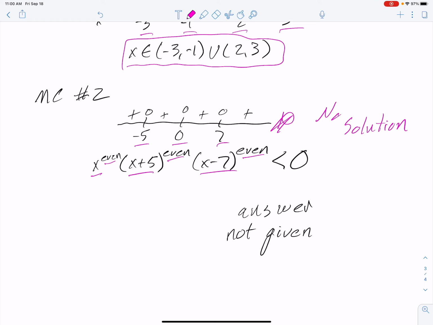Since there's no solution, we know that we can't include 0. We can't say that we want to be equal to 0. So now I know that I need a less than or a greater than symbol. And since every single spot on the sign pattern is positive, and we want this to have no solution, I do the opposite of having positive answers, which is less than 0. And again, the answer wasn't given.